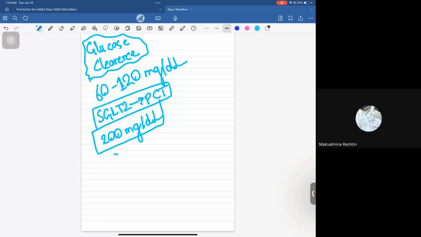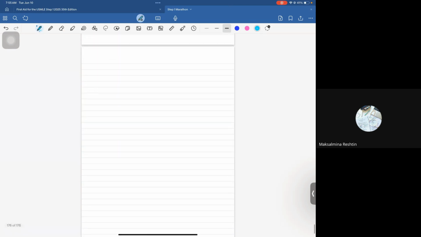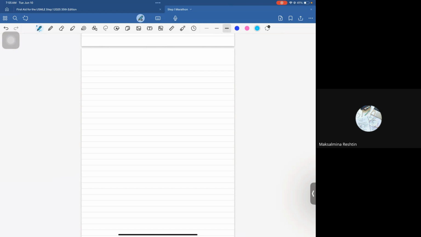Now, this is known as glucosuria, and it's a very important indicator of diabetes. Now, whenever you are having pregnancy, first of all, let's look at pregnancy. Whenever you are pregnant, GFR increases.